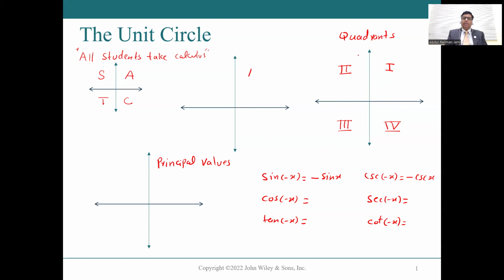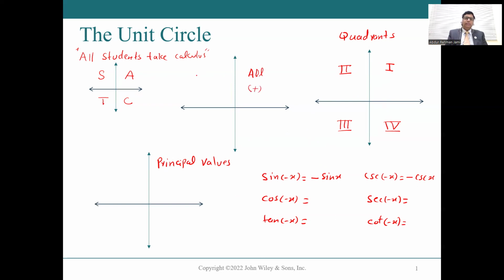We say these are the quadrants: first, second, third, and fourth quadrant. We are already aware of this. Now we have to check the sign of the trigonometric functions in different quadrants. This is the first quadrant. In the first quadrant, all trigonometric functions are positive.